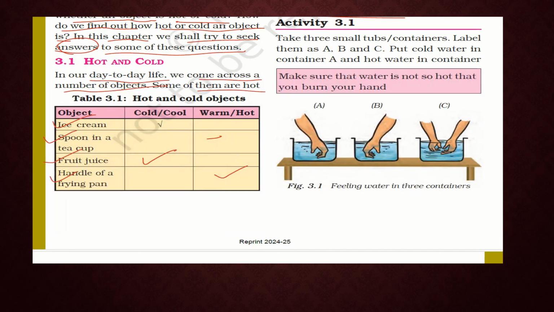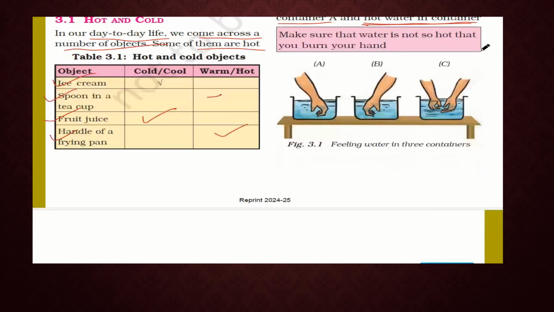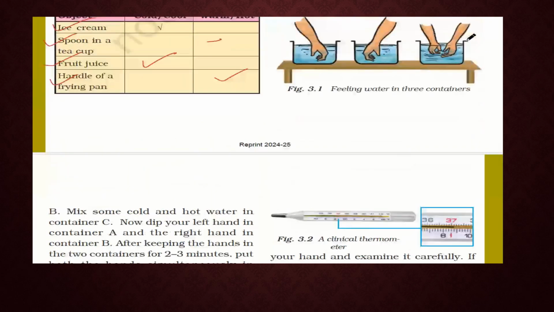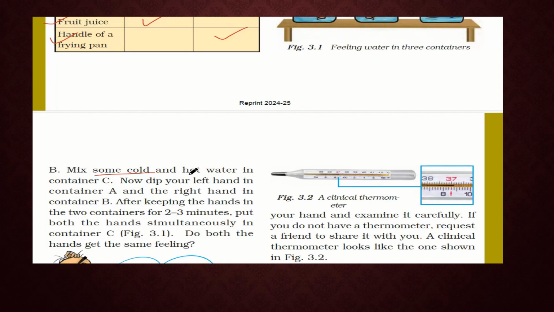Now let's see this activity 3.1. So what is happening here? We are taking 3 small tubs or containers. Now you can do this activity at home as well. It's very easy. Now label them as A, B and C. Now put cold water in one container, that it should be freezing cold, and hot water in one container, but don't make it so hot that it is burning your hand. It should be like lukewarm, so that you can put your hand inside that container. Now in the third container you just mix some cold water and hot water and make the temperature tolerable, not warm and not cold also.